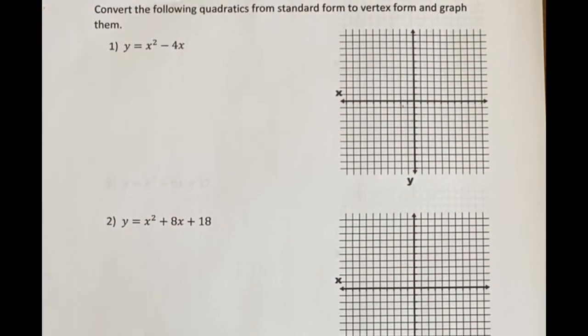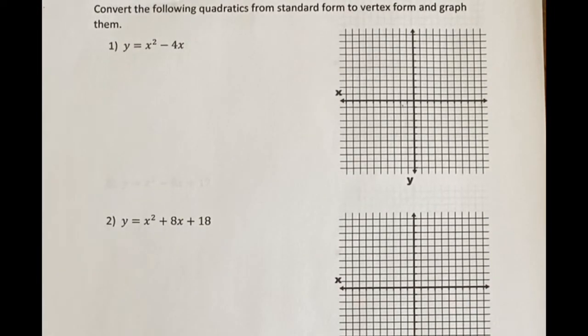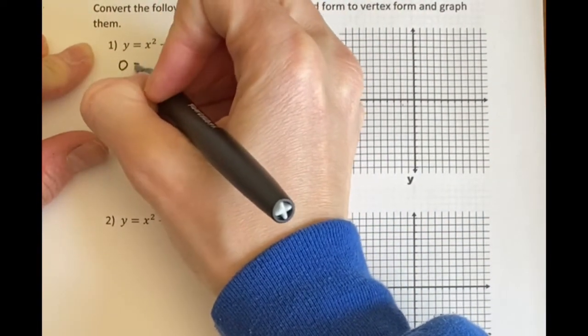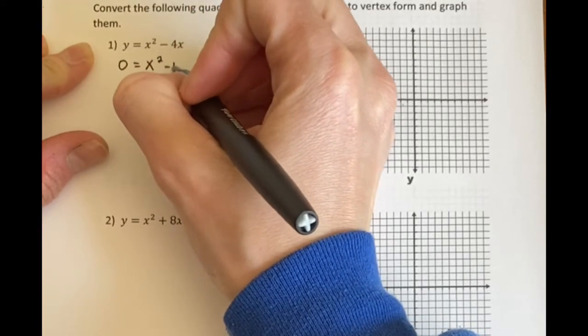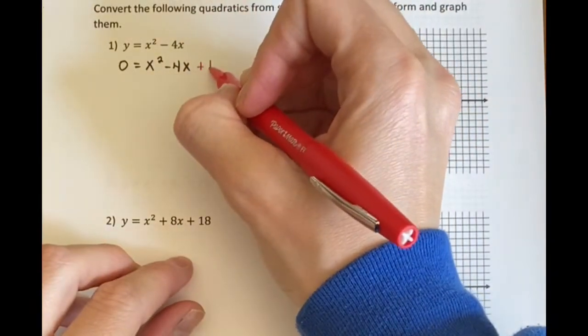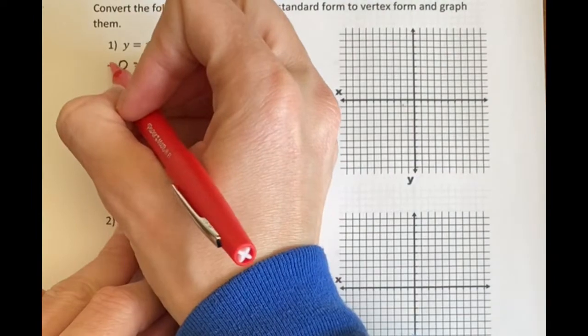So let's try example 1 together. So the first thing that we want to do is convert it from standard form to vertex form. So we're going to replace that y with a 0. So 0 equals x squared minus 4x. Here it's a little tricky. There isn't a constant there, so I don't need to move anything over. So all I need to do here is add my box on both sides.